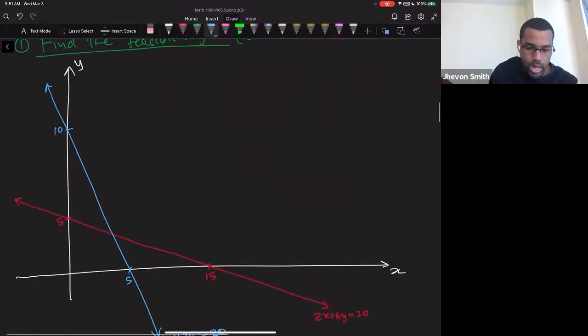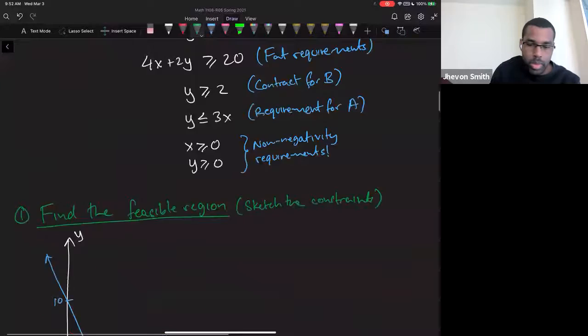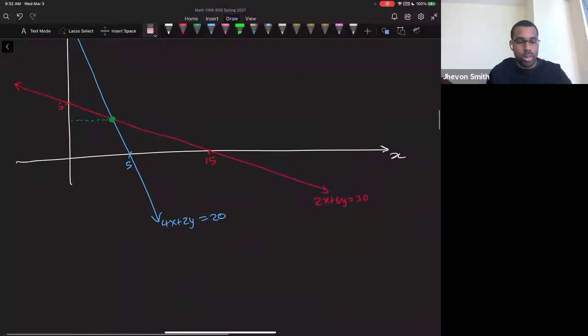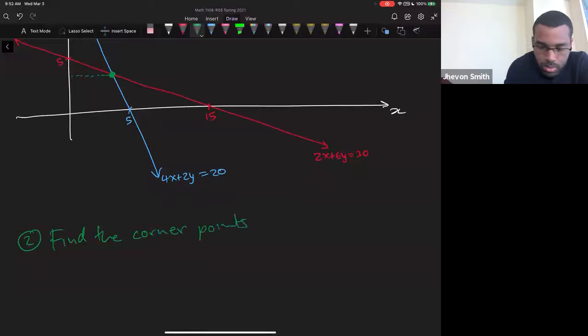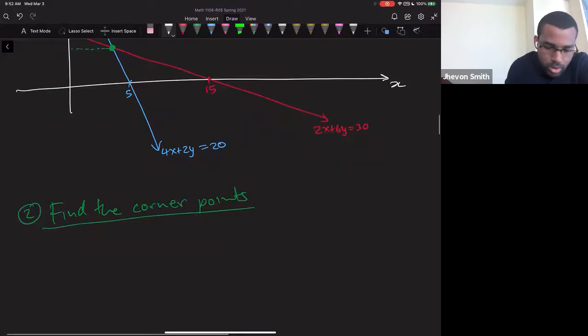Now, I want to know what level this is at. What is that y coordinate here? Because I know I'm going to want to sketch y equals 2, but I don't know if it's going to be above or below that point. So step 2 is to find the corner points, but it's to my benefit to start finding some of them now. So let's first start by intersecting the red and the blue.